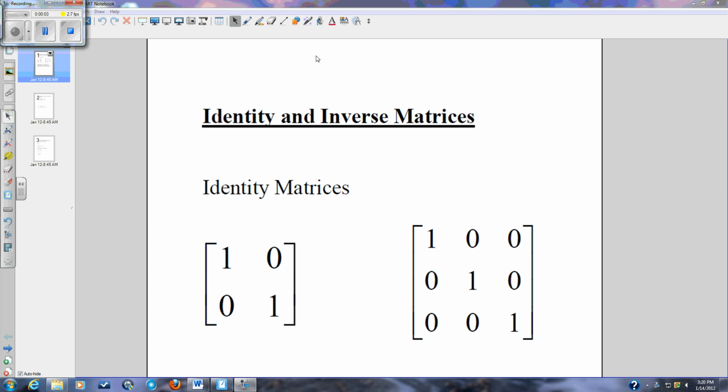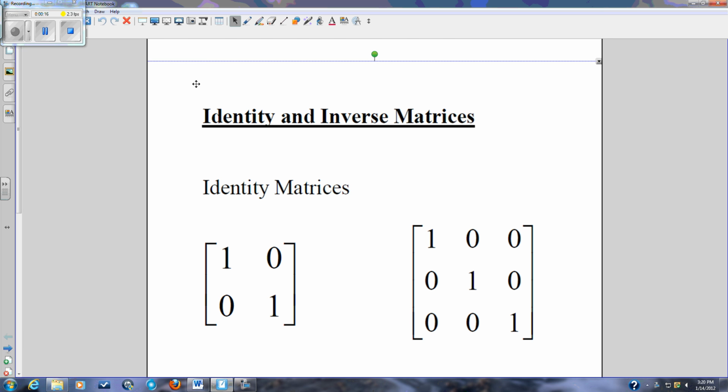Today we're going to be talking about identity and inverse matrices. Identity and inverse matrices are a very useful tool for solving systems of equations. First of all, let's take a look and see what identity matrices are.